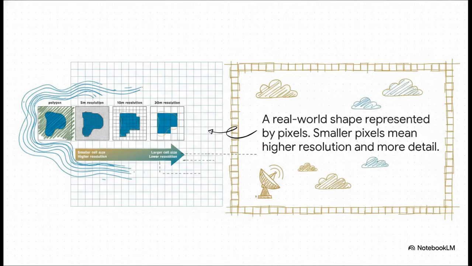And you can see exactly how this works right here. We start with a real-world shape, maybe a lake. A rough grid with big, chunky pixels gives us this blocky, low-res version. But as we make those pixels smaller and smaller, the grid gets finer, and that digital image starts looking more and more like the real thing. It's simple, really. More pixels means you get more detail.